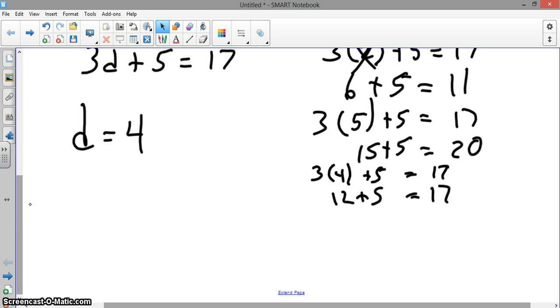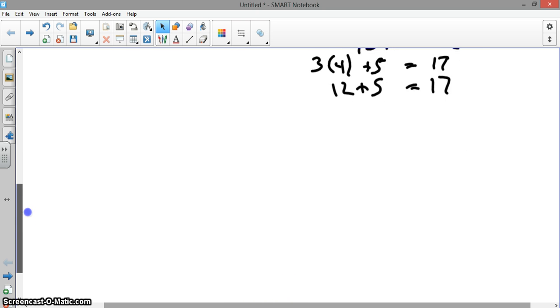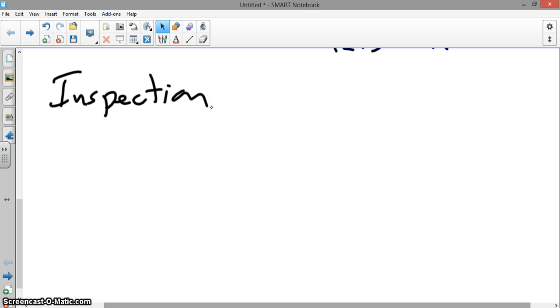Well, let's see if we can try another version. Just extend my page here. Let's try inspection. And it'd help if I spelt it right. Inspection. And this is pretty much how it sounds. It means finding the value for the variable by using number facts: addition, subtraction, multiplication, and division. So it's basically just doing it by looking at it.